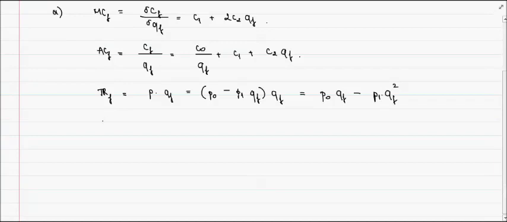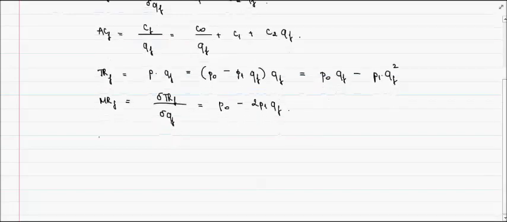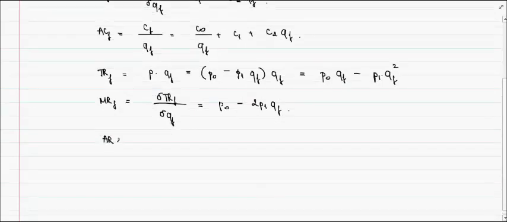Now marginal revenue is going to be just the differential of the total revenue function with respect to quantity QF. So if I differentiate this, I'll get P0 minus 2 P1 QF, and that is my marginal revenue. Now the average revenue function is just going to be the total revenue function divided by the quantity QF. And so that will give me P0 minus P1 QF.